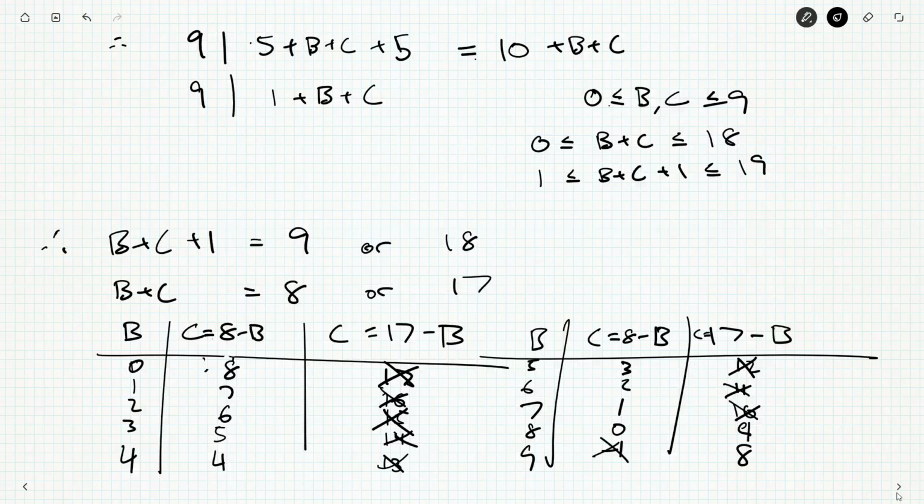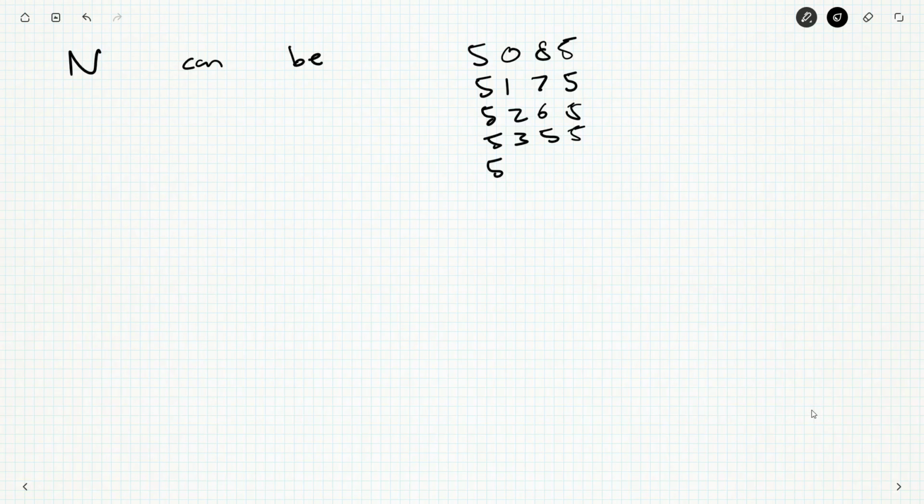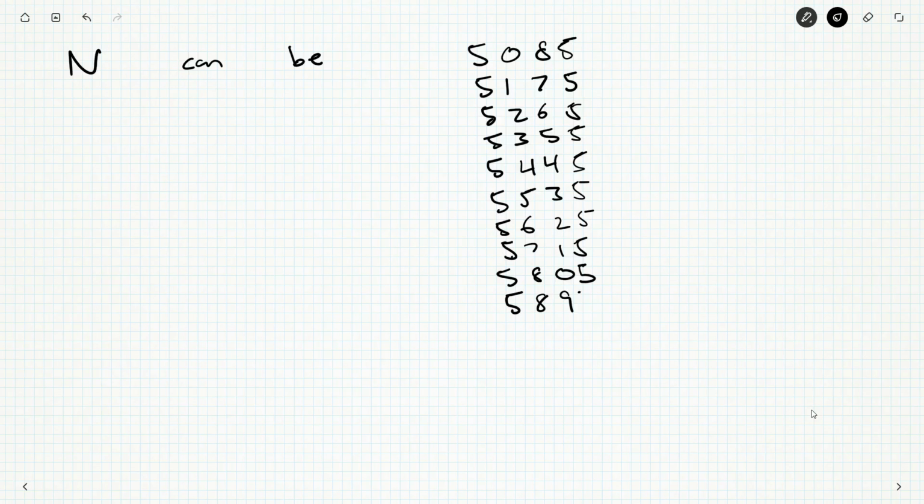So we want the values for N. N can be 5085, 5175, 5265, 5355, 5445, 5535, 5625, 5715, 5805, 5895, and finally 5985. So that's 11 different values.